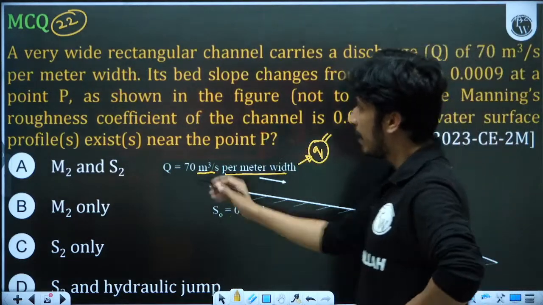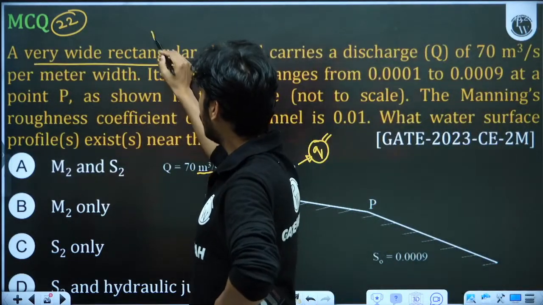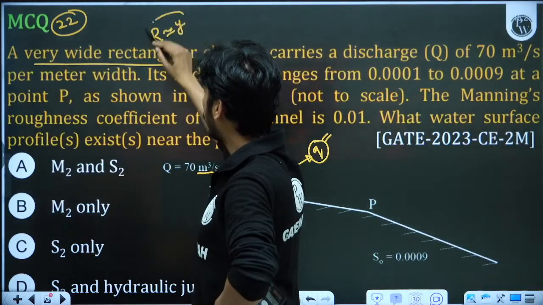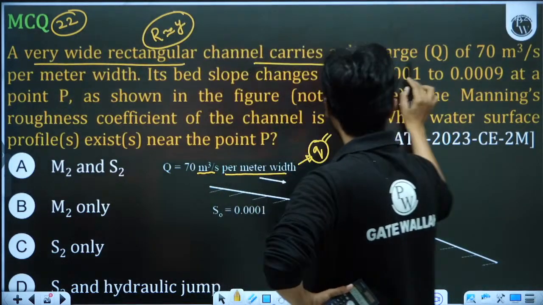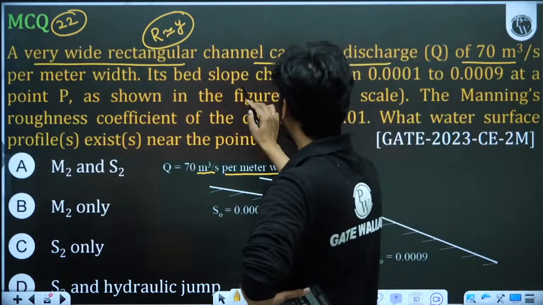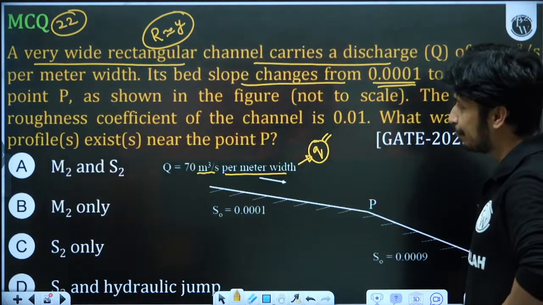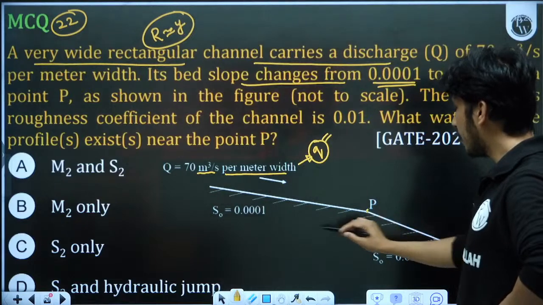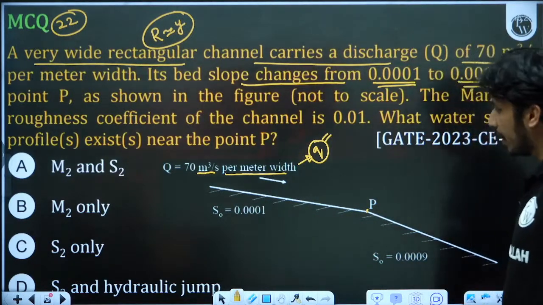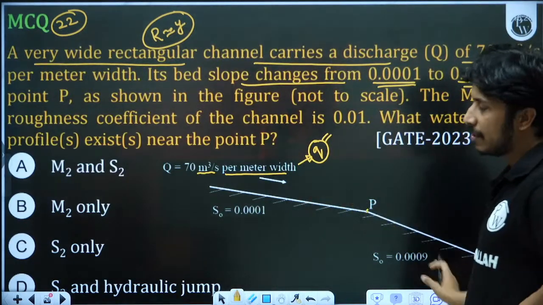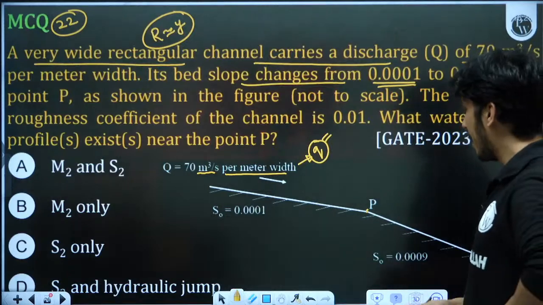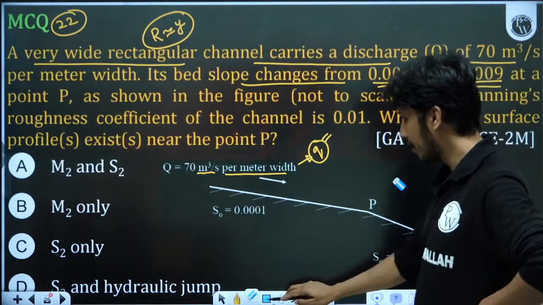So very wide rectangular channel. For very wide rectangular channel, what happens? The hydraulic mean radius is nearly equal to depth of the flow. R is nearly equal to y. Carries discharge of 70 meter cube per second. Bed slope is changing from this to this, means bed slope is increasing at point P. So here the bed slope is 0.001, here it is 0.009. So let us check which slope is mild, which is steep, or anything is critical.